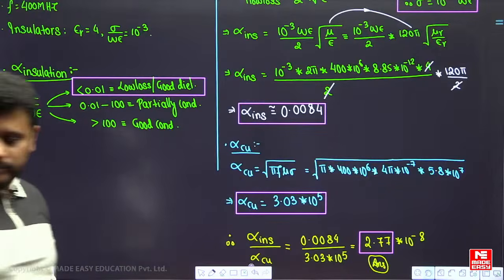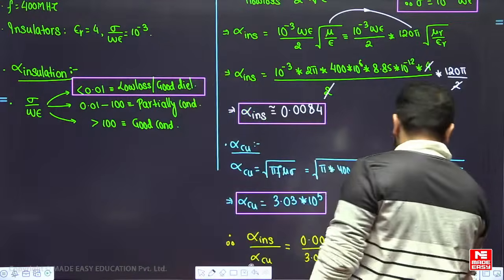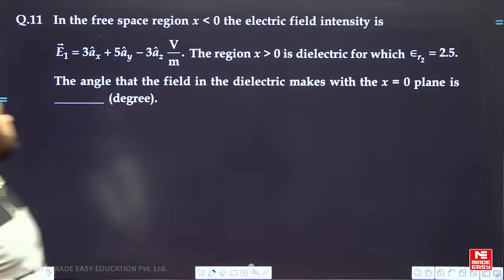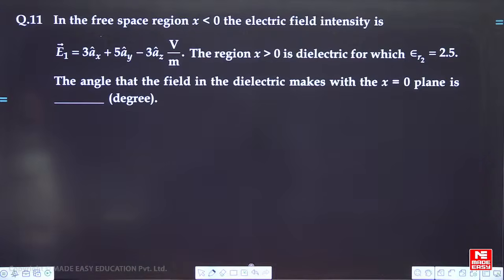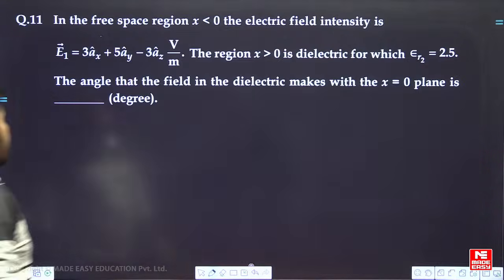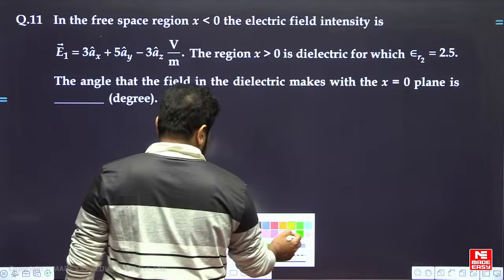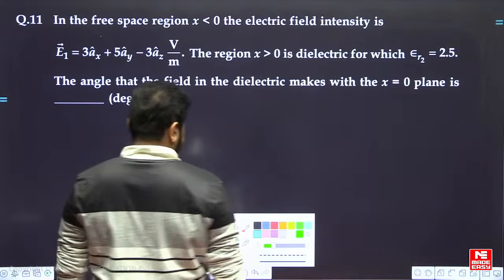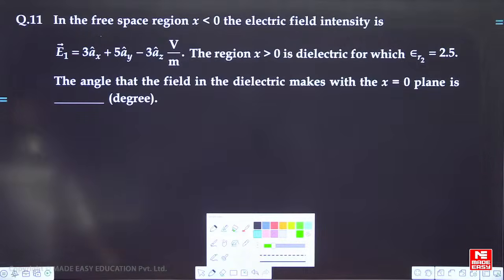Next, in the free space region x less than 0, the electric field intensity is given. The region x greater than 0 is a dielectric for which epsilon r2 is equal to 2.5. The angle that the field in the dielectric makes with the x equal to 0 plane is how much degree? So this is the question from the boundary condition, right? You should know from which part of the chapter it is being asked.